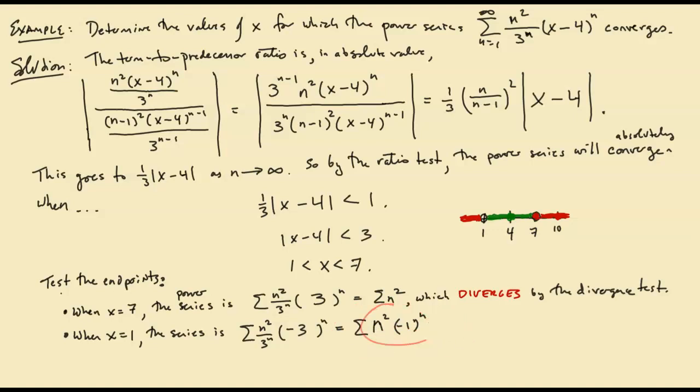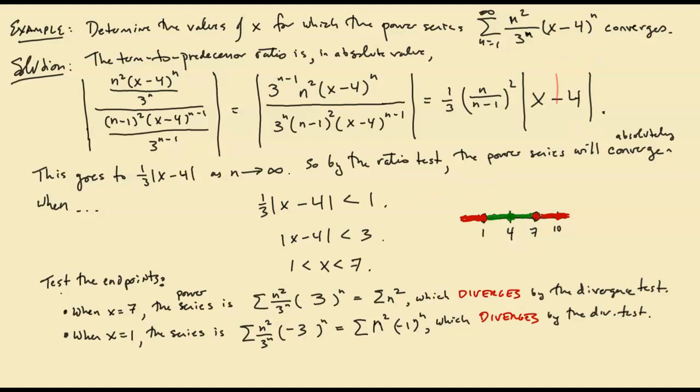which again has a general term that does not vanish. In magnitude, it blows up to infinity, and its sign keeps flip-flopping from positive to negative, so it diverges by the divergence test. And that means that if we come up to this other endpoint, we know that we get divergence there as well. And now we know exactly how this power series behaves, at least with respect to convergence status, everywhere on the real line.